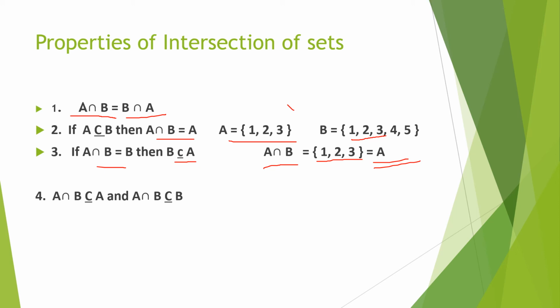Fourth property, A intersection B is a subset of A and A intersection B is also a subset of B. म्हणजे काय बघा की A आणि B यांच्या इंटरसेक्शनचे घटक हे कोणाचे घटक असणार आहेत? A चे पण घटक असणार आहेत आणि B चेही घटक असणार आहेत. म्हणजेच A इंटरसेक्शन B हा जो सेट आहे तो A आणि B या दोन्ही सेटचा सबसेट असणार आहे. This is the fourth property.